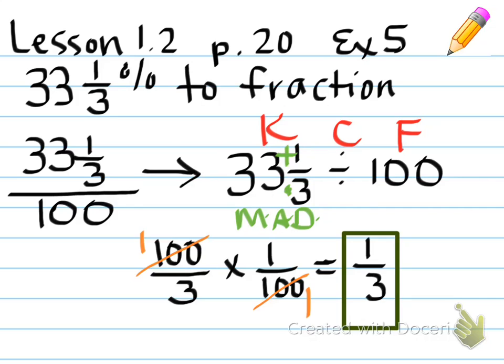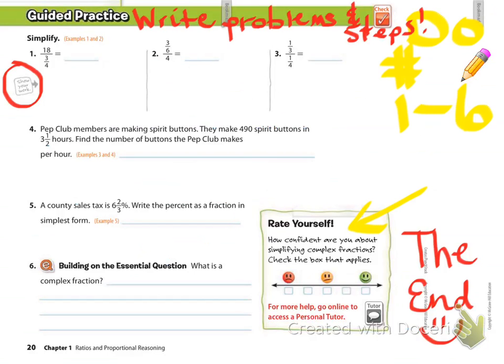So now the problem is 100 over 3 times, flipping it over here, the reciprocal 1 over 100. I've done the division, I've done the get mad part, I've done the keep, change, flip, and now all that's left is to cross simplify and get my final simplified fraction. So I'm able to cross simplify with the 100ths, and you can see me crossing those out and getting the answer of 1/3.